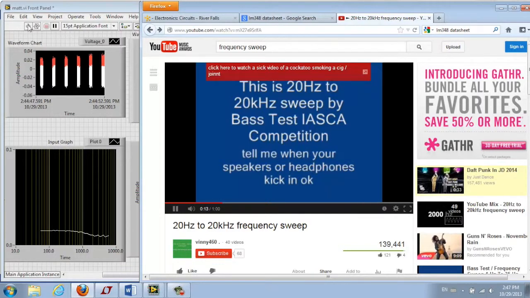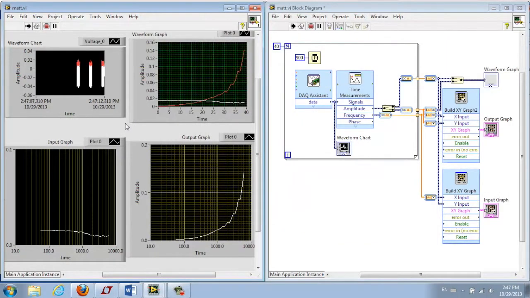We built a LabVIEW VI to graph the input and output frequencies of the circuit to see how the high and low pass circuits affect the frequencies. This is the high pass run. We are inputting a 20 to 20,000 Hz frequency sweep.